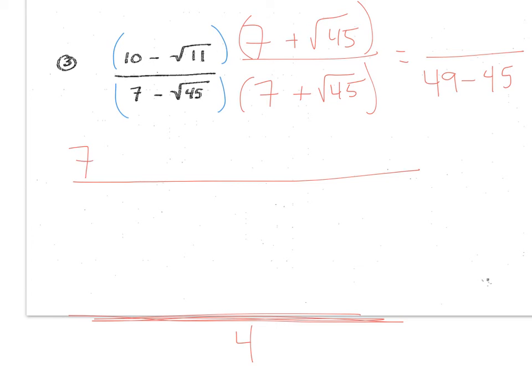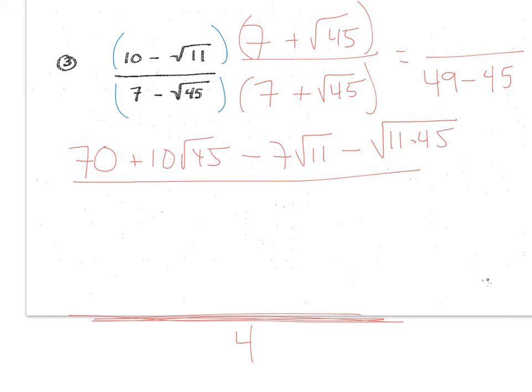10 times 7 for FOIL is 70. 10 times square root of 45. Negative square root of 11 times 7. And lastly, negative square root of 11 times a positive 45. I'm just going to write that this way for now. If I have to multiply it out in a minute, I will.